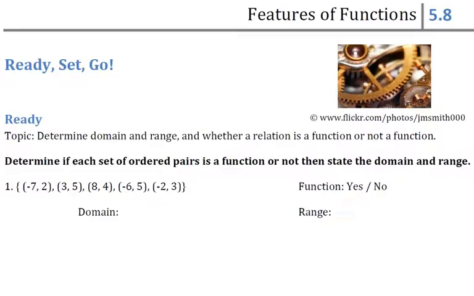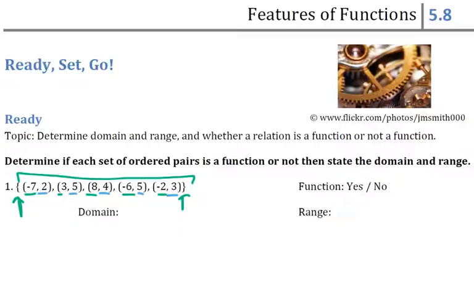Alright, let's get through this Features of Functions 5.8. So we're taking a look at the domain, range, and whether it's a function. When we're just given a group of points, these fancy brackets mean it's a set of these points. The domain is just all the x values, and the range is just all the y values.